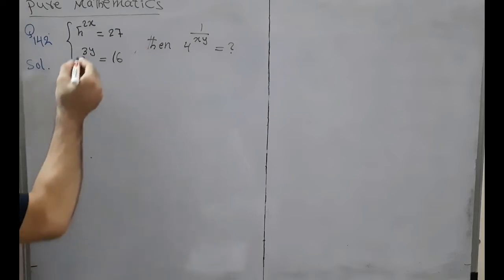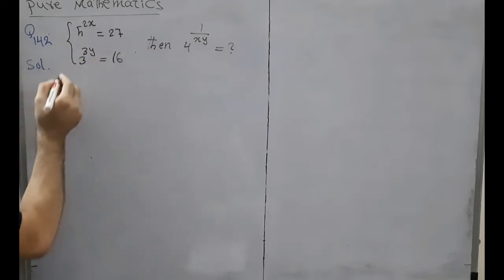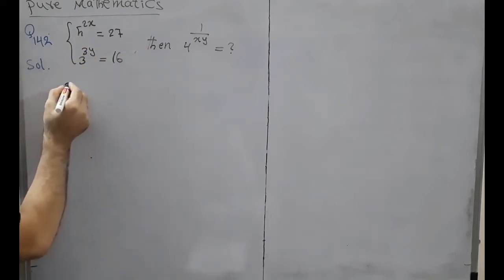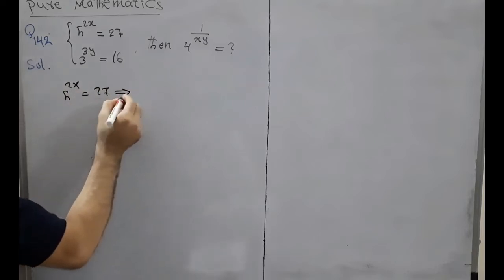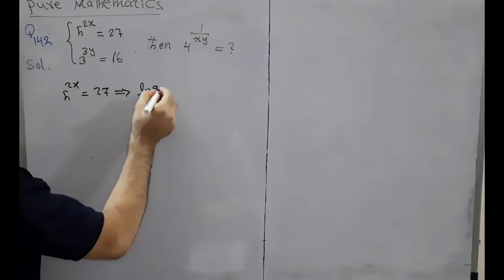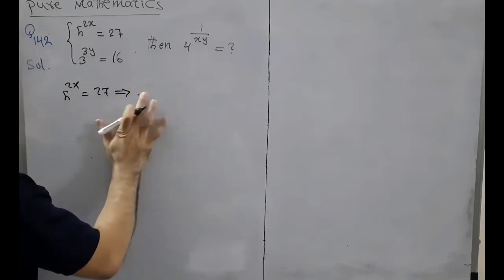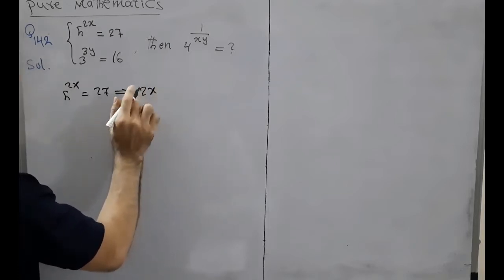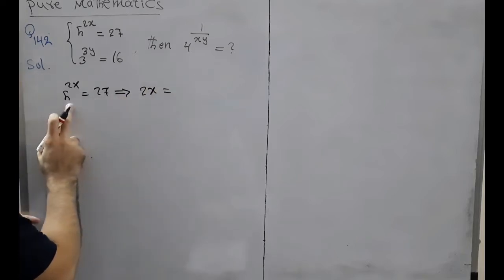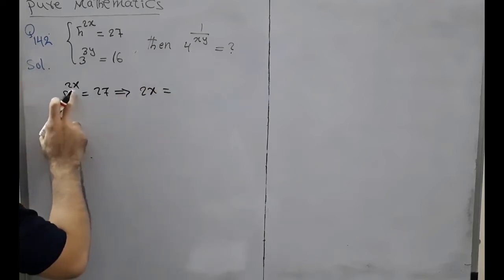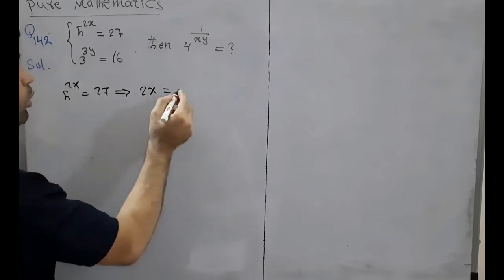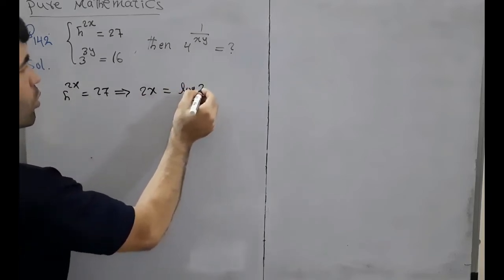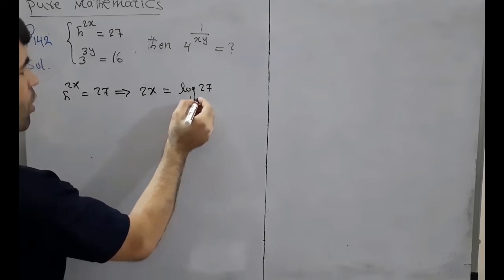We want to solve this question. First, from equation 1 we have 5 to the power 2x is equal to 27. This implies, according to the definition of logarithm, 2x is equal to log 27 with the base 5.